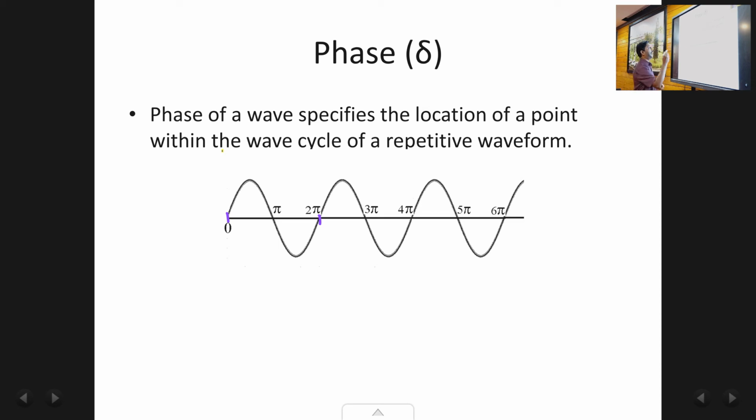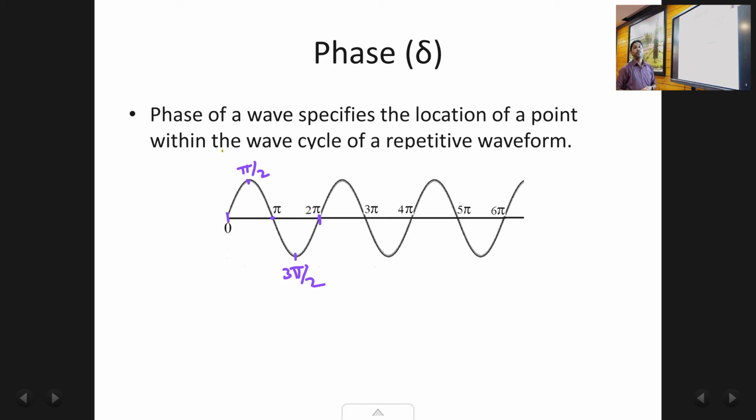For example, suppose I have a point like this on the wave. What is the phase of this point? It will be pi by 2. This point over here is pi. This point over here is 2 pi. This point on the wave will be 3 pi by 2.